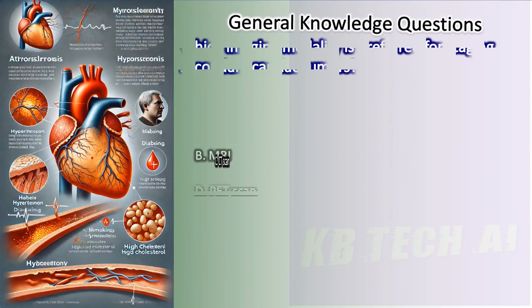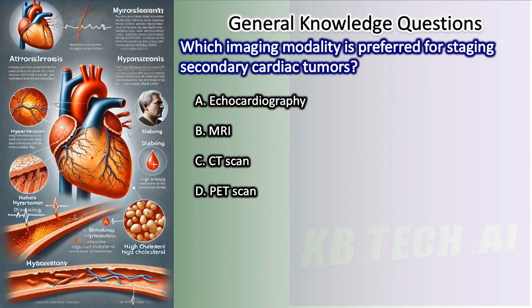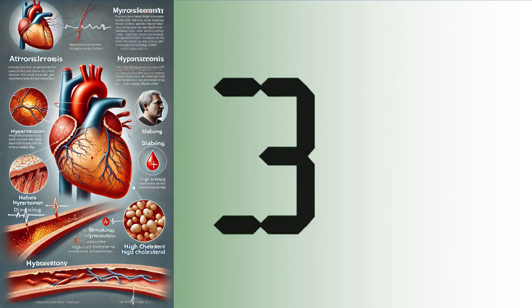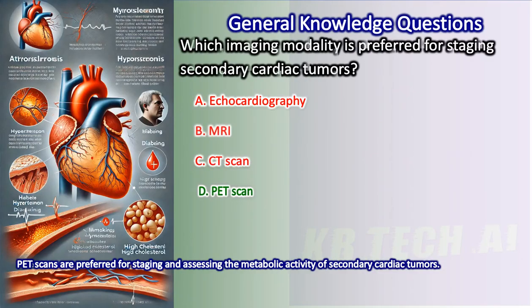Dyspnea. Which imaging modality is preferred for staging secondary cardiac tumors? Option 1. Echocardiography. Option 2. MRI. Option 3. CT scan. Option 4. PET scan. The answer is option 4.